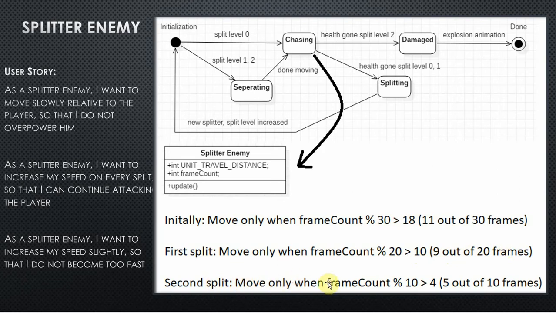And then after the second split, frame count mod 10 is greater than 4, so 5 out of 10 frames it will be moving. So it increases its speed each time, but not by modifying the unit travel distance value, but modifying the frames on which it moves. So we did increase every split, and we increased it slightly so it doesn't become too fast, and also it's slow relative to the player.